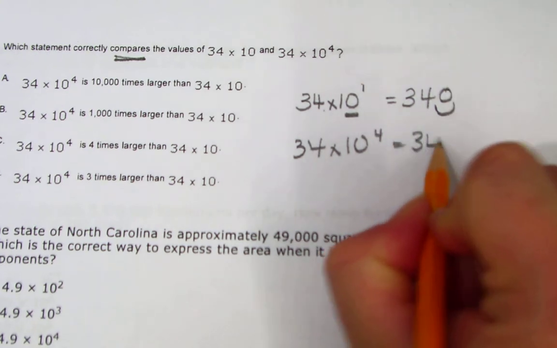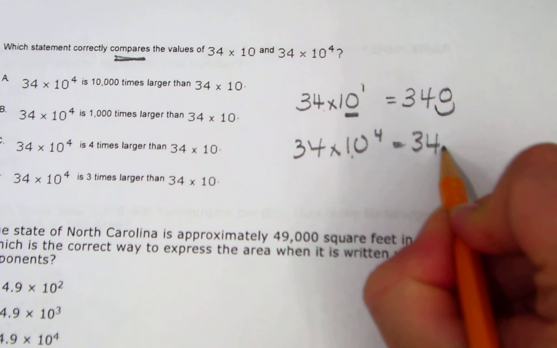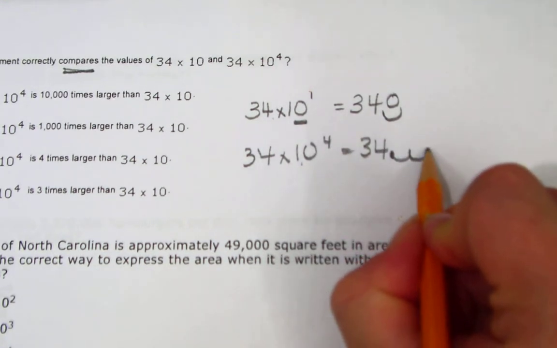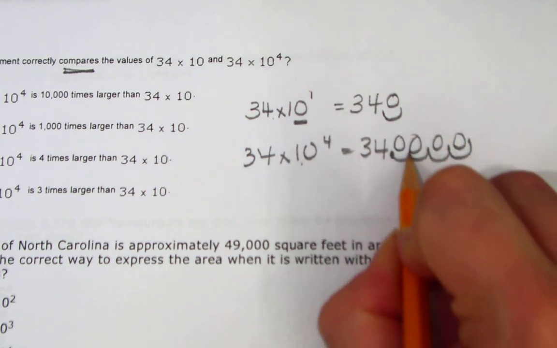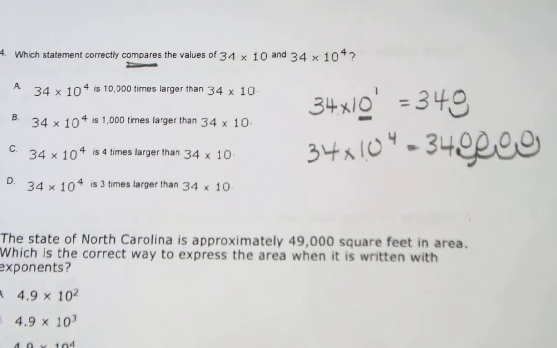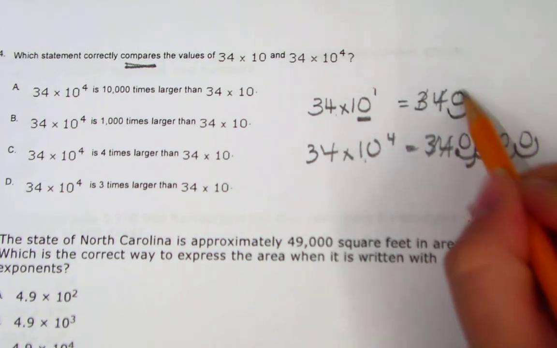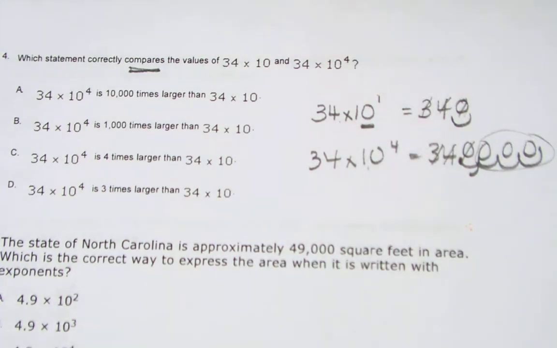And for 34 times 10 to the fourth, here's my decimal. Once again, it's at the end of the number. I'm going to be moving it 4 spots: 1, 2, 3, 4. That makes it 340,000. Then I like to look at the difference between them. This one lines up with this one, but in reality there are 3 zeros here. So let's see what that looks like.